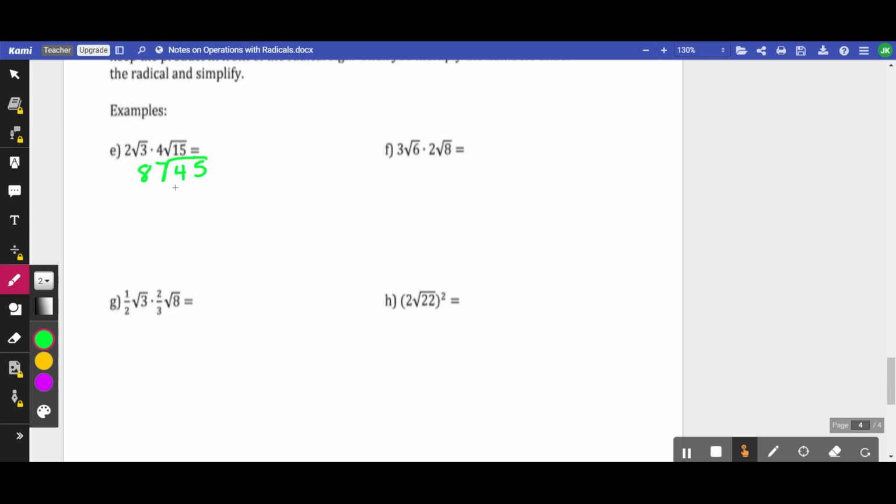And then you should check and make sure that the 45 is completely simplified. So you're going to have the prime factorization next to see if there's anything else you can take out. So you can take a 3 out of the 45, and if you do, then you get 15. So you can take another 3 out of the 15, and then you have 5. And then your group of 3s can come out here. So this would be times 3 then. So you'll have 24 square root of 5 for that one.